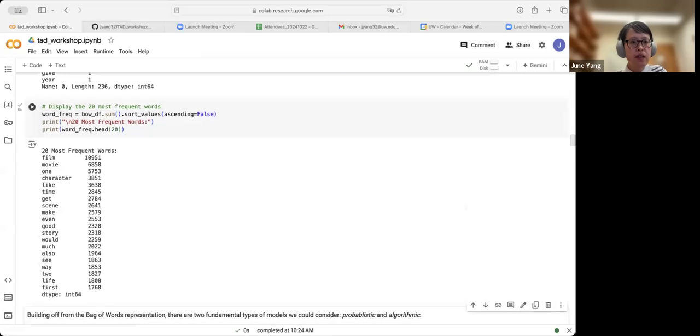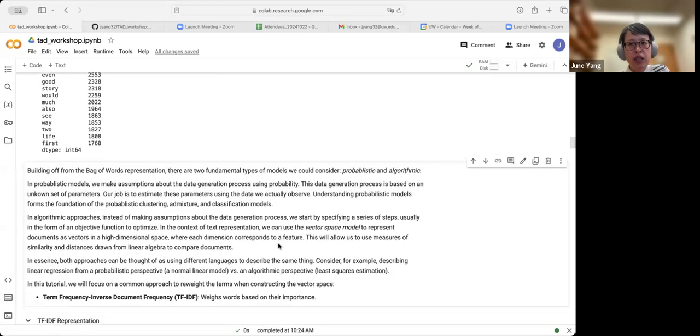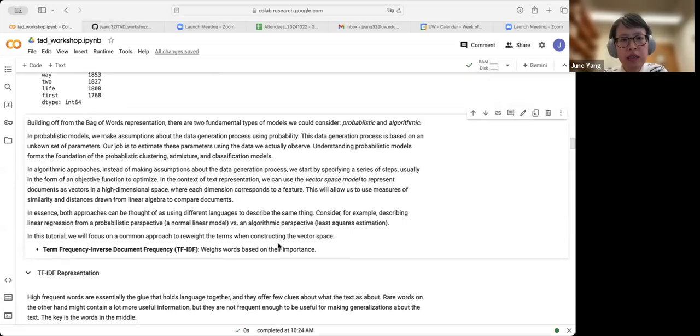You can also play around with this data frame to see what the most frequent words are across the corpus. This is what this data frame tells us: these are the 20 most frequent words based on the number of times they've appeared in this corpus. Building from this bag of words representation, there are 2 fundamental approaches we could consider. One broad area is probabilistic. In probabilistic models, we make assumptions about the data generation process using probability. The other approach is called algorithmic approaches.